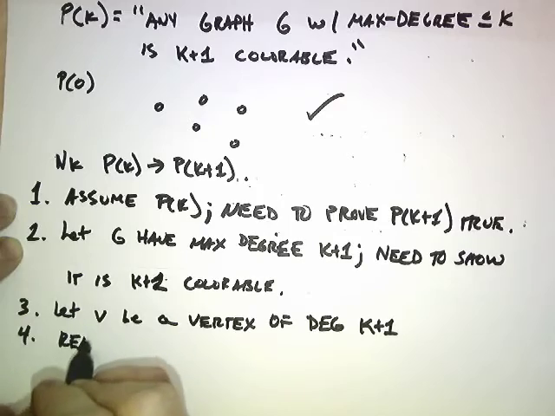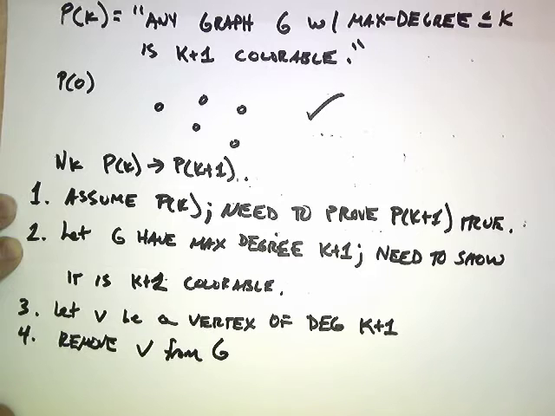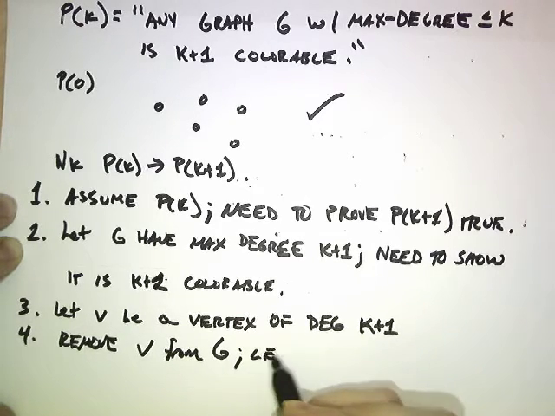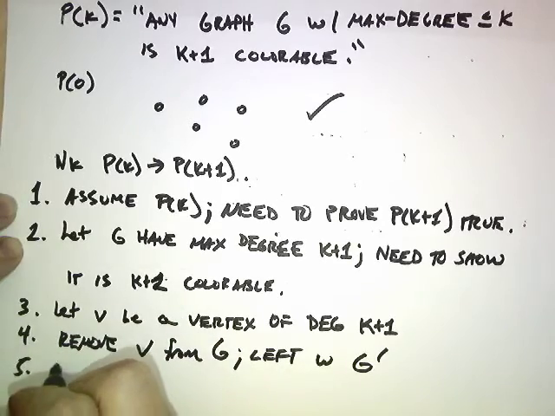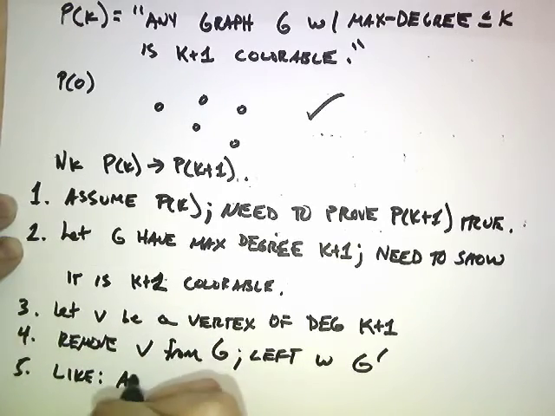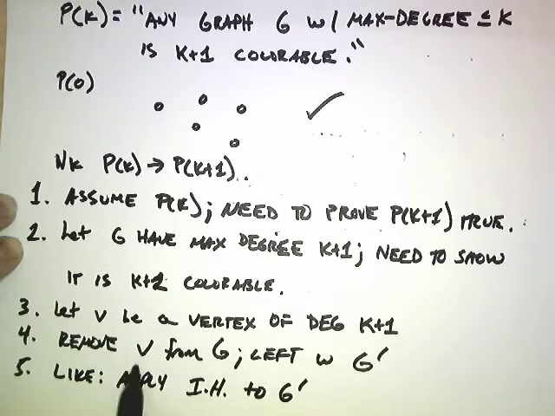Then I'm going to remove v from G and all of its edges. A slightly odd step, but it's common when you're doing induction on graphs. You take your graph, you take your vertex v, you remove it, and you remove all the edges that connect v to G. We're left with G prime. And when you're left with G prime, what you'd like to do is apply the inductive hypothesis to G prime. You'd like to say, okay, I've removed v from G. Now I have this graph G prime.